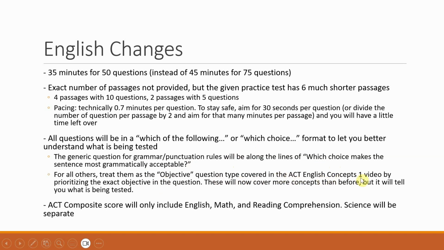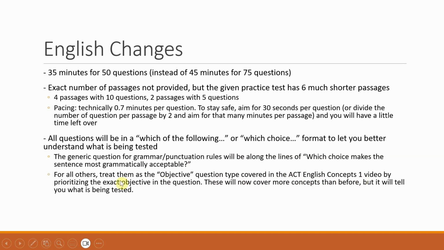And what I say there, oops, sorry, I didn't mean to click ahead there, was to prioritize the exact objective of the question. Whatever follows this, which of the following, something, whatever they want your answer to do, that's what you care about. Make sure your answer does that. It might be something that was one of the other concepts, like conciseness. It might say which of the following provides the most clear and concise answer. In that case, you'll treat it like you would the conciseness type questions.